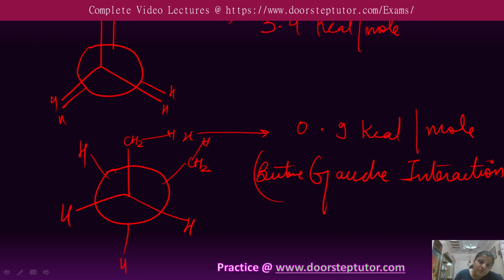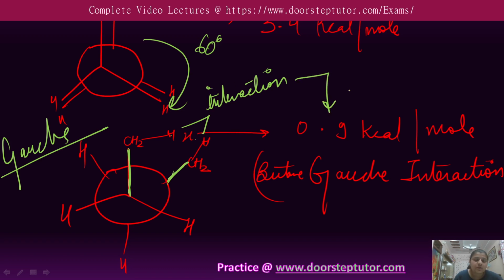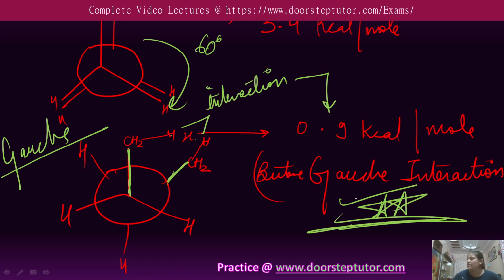When we have two CH3 and we have rotated around 60 degrees, we get the gauche conformation of butane. In that conformation one CH3 is present on this side and one CH2 on this side. So these two hydrogens have some sort of interaction, that is some repulsion, and the value of repulsion is 0.9 kcal per mole. That is known as the butane gauche interaction. It's very important for organic chemistry.